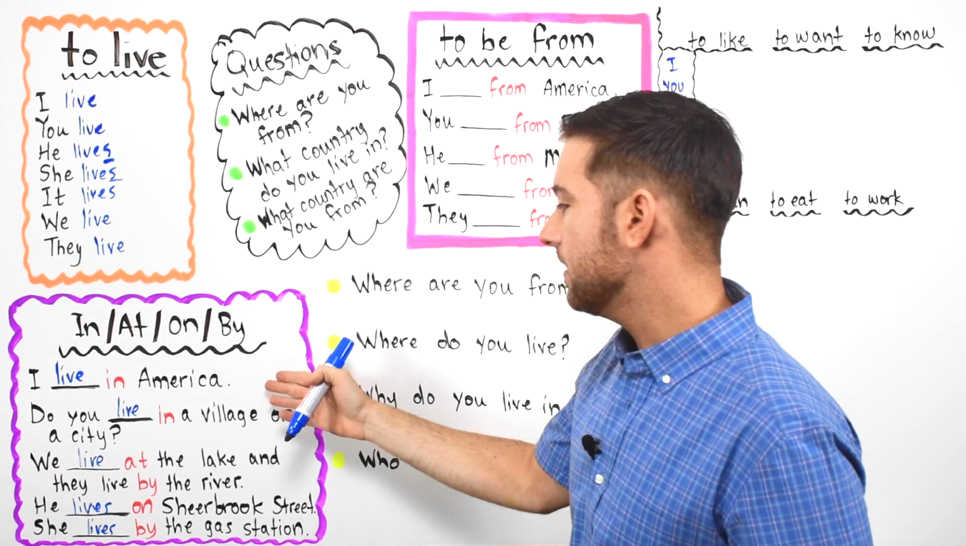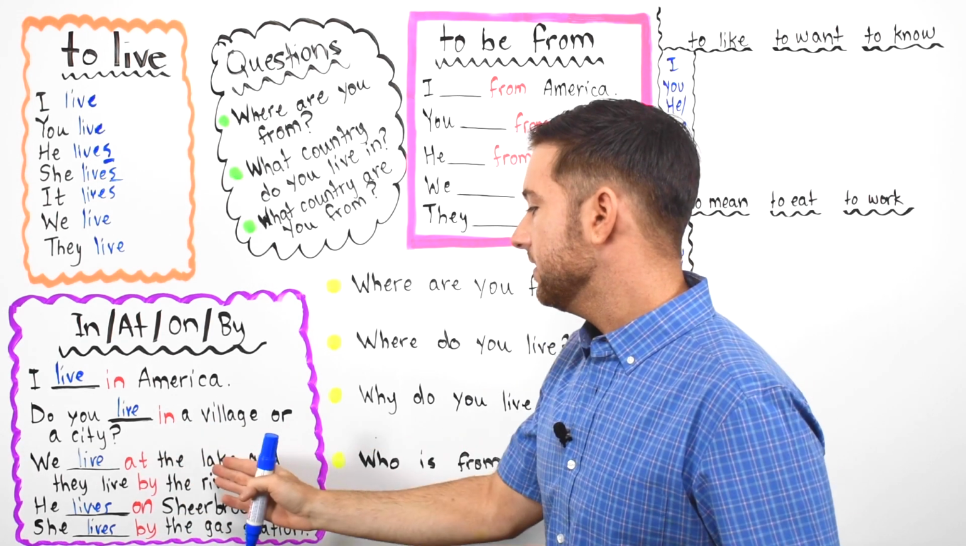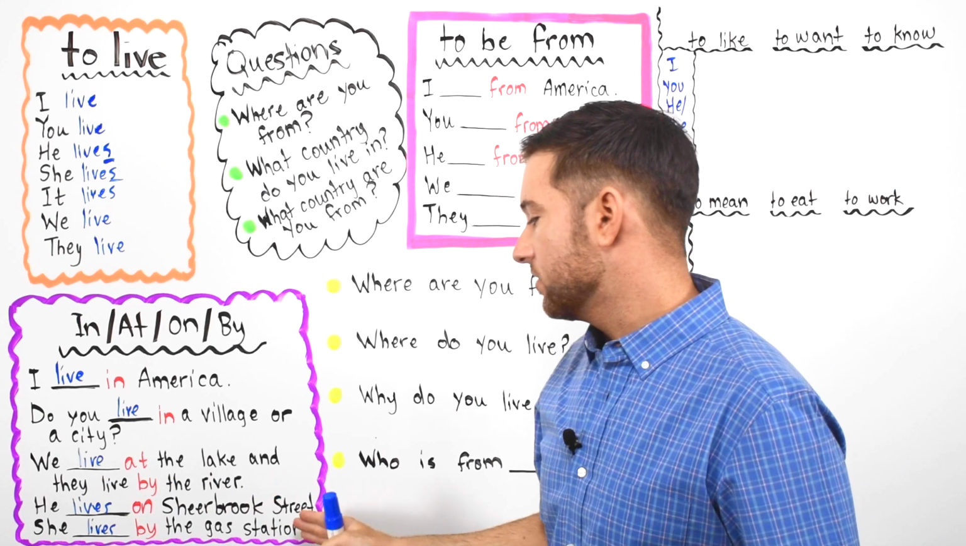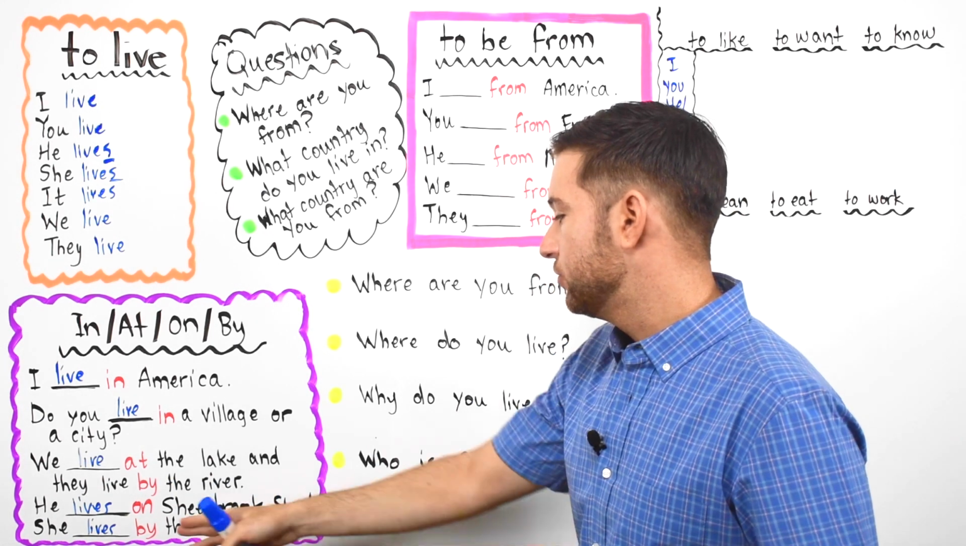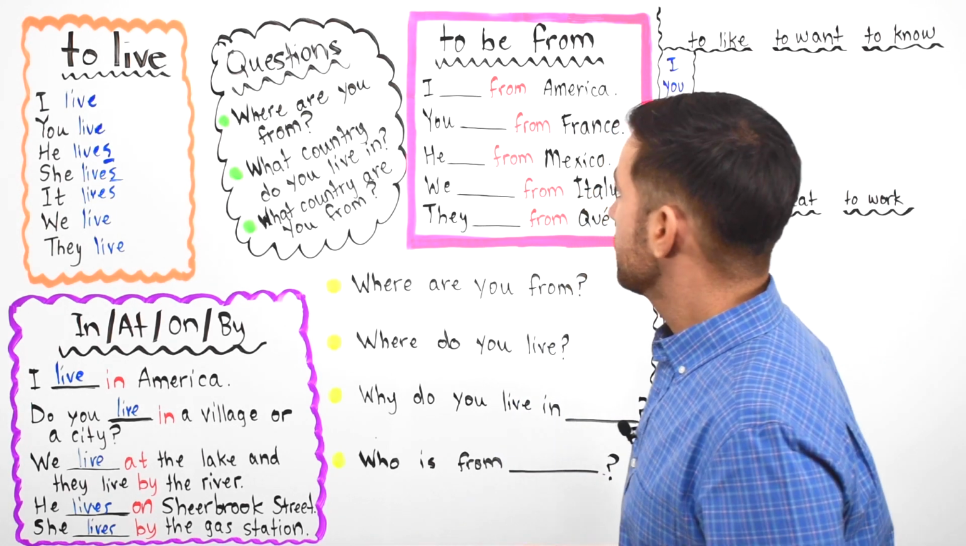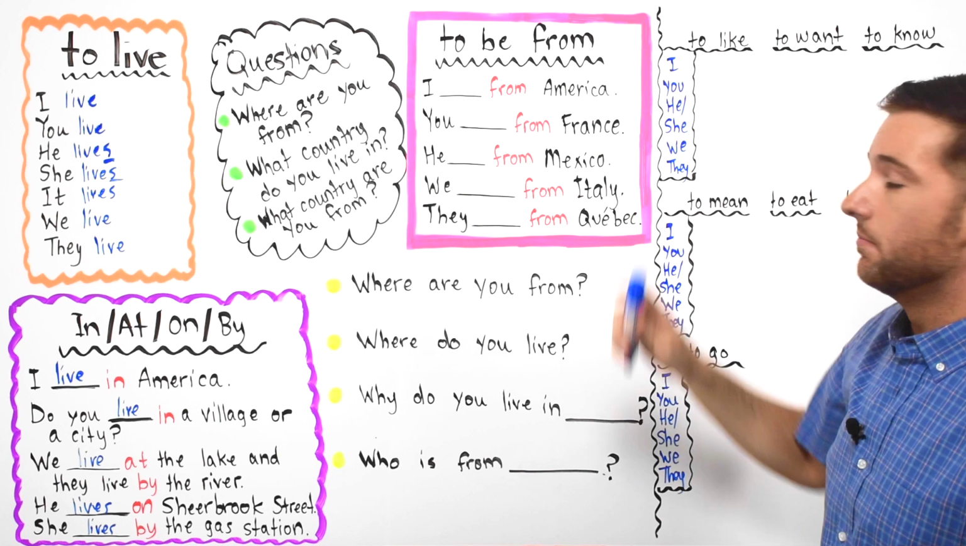Okay, I live in America. Do you live in a village or a city? We live at the lake, and they live by the river. He lives on Sherbrooke Street, and she lives by the gas station. Okay, so now let's go ahead and move on, and we're going to take a look at to be from.